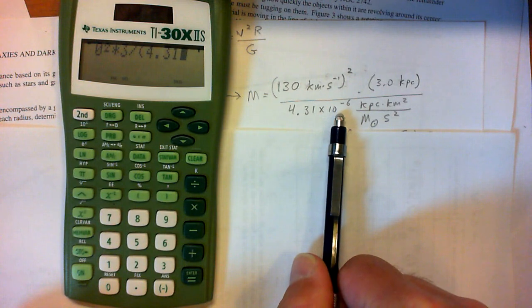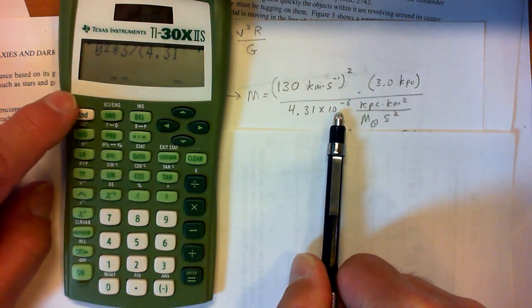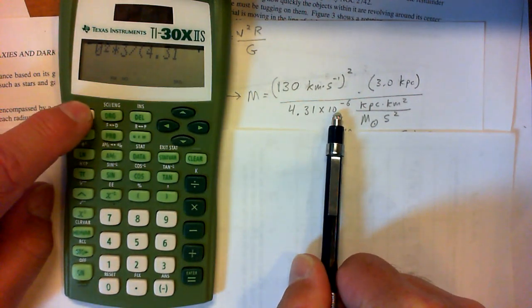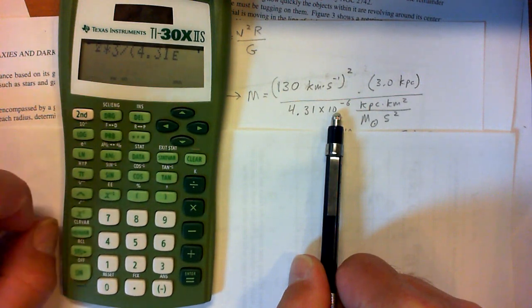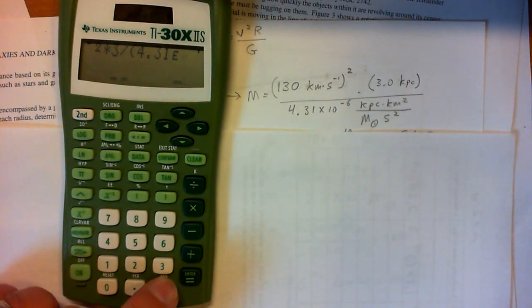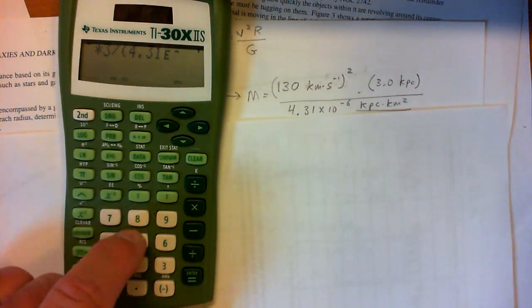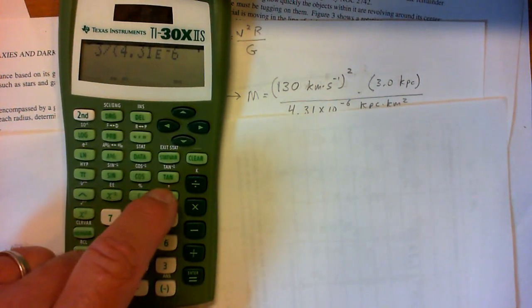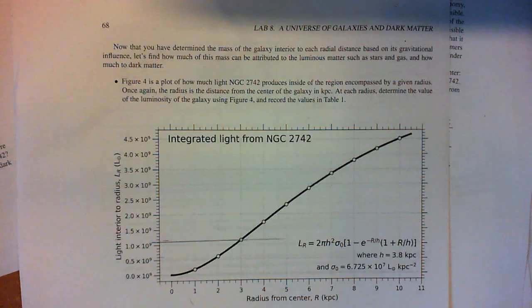4.31 times 10 to the negative 6. Now here's another feature of the calculator. Pressing the second key, EE, gives me scientific notation mode, and I need negative 6. Now this is the negative key down here, different from the subtraction key. Negative 6, end parentheses, and equals. And here comes the number out in scientific notation, 1.17 times 10 to the 10th.